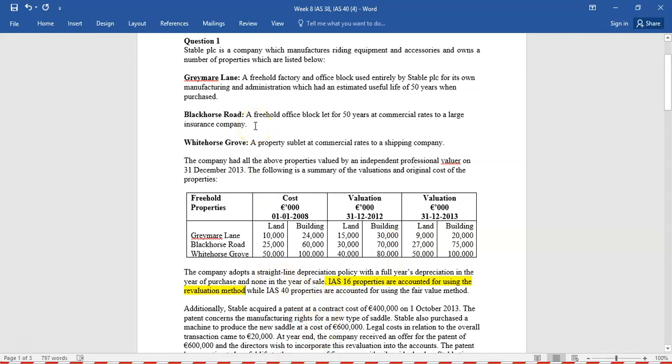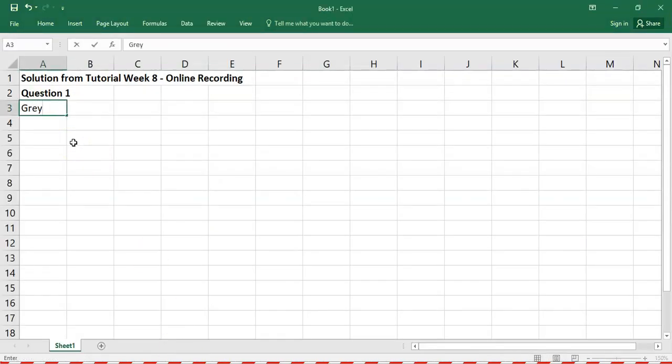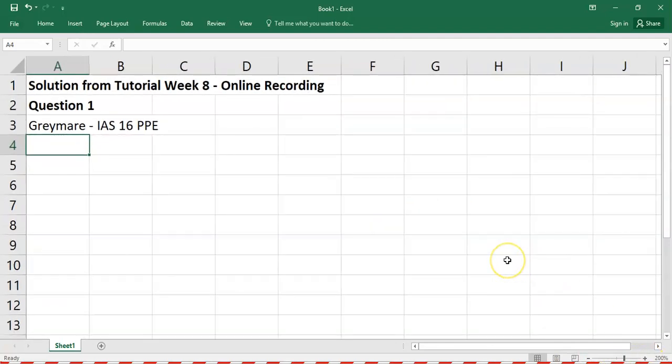So in terms of Grey Mare, we'll work our way through it. The first thing you'll write down is IAS 16, PPE. The reason, of course, is because it's been used entirely by Stable, so it's not rented out for rental income or capital appreciation. You have to treat the land and buildings separately. So that's important. The first thing is land.